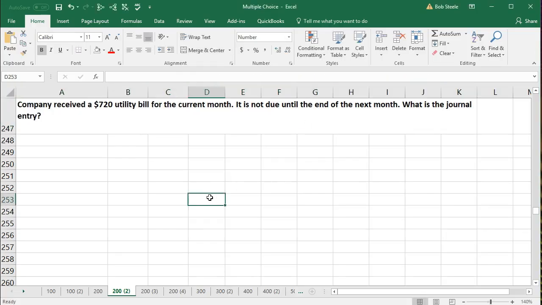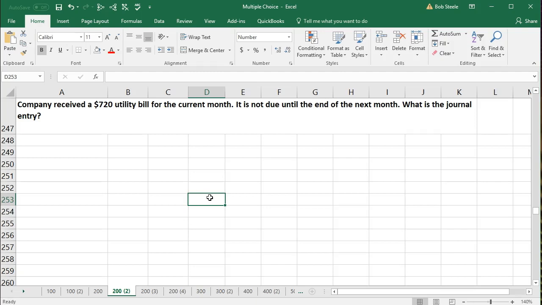First, we're going to consider, is cash affected? And we're going to say, no, we got the utility bill, but we haven't yet paid it. However, we have consumed the utilities for that time period for the month. Therefore, we need to record something. We're going to record what we got. We got utilities usage, and therefore that's going to be typically an expense. So you can think of utilities expense.